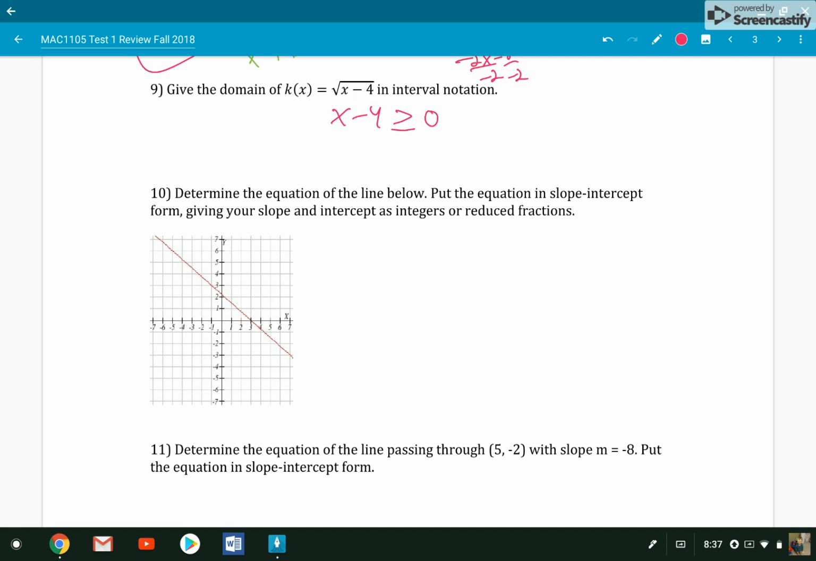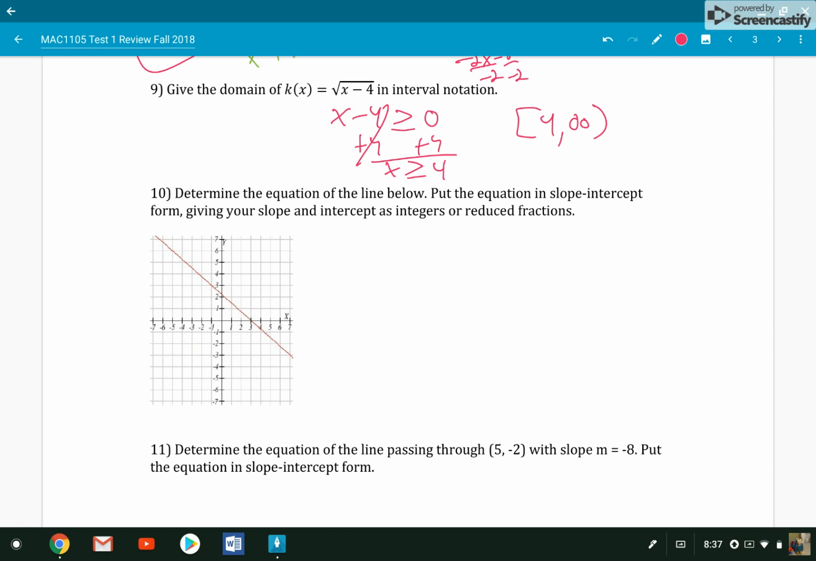So with these square roots, always greater than or equal to 0. I'll add 4 to both sides, so x has to be greater than or equal to 4. Now that's not quite interval notation. That would be from 4 to infinity. 4 gets the square bracket because of the equal to component, and we're looking at numbers greater than 4, like 5 and 10 and 20 and 37, all those numbers all the way up to infinity.